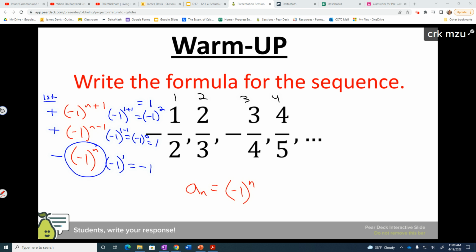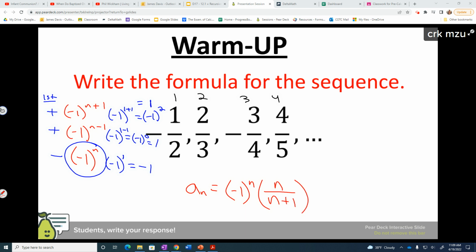Next, let's just look at, let's say the first one. Okay, the 1 is the same as the n, right? 1 and 1, 2 and 2, 3 and 3, 4 and 4. So the top number is just n. So it's going to be times a fraction n over, how do we get the bottom number? How do we get 2 for our first term? How do we get 3? Yeah, you just add 1 to n, right? So it's n over n plus 1.